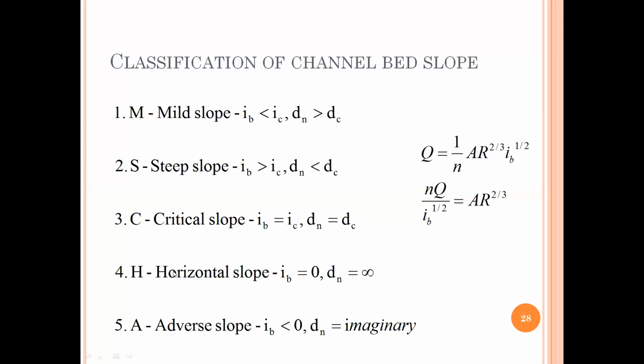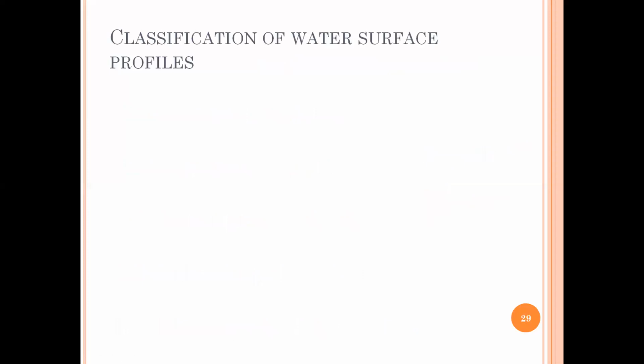Coming to the fourth one, horizontal slope. Here my slope is equal to 0. If you substitute slope equal to 0 here, you will get DN as infinity. And for the adverse slope, the slope is less than 0, that is negative. If I have a negative root, it will become an imaginary value. So DN is imaginary. So these are the first level of classification of channel bed slope. Now in this itself, for each case, we'll be classifying the profiles. I'll just show you the syntax of how we are classifying the profile.